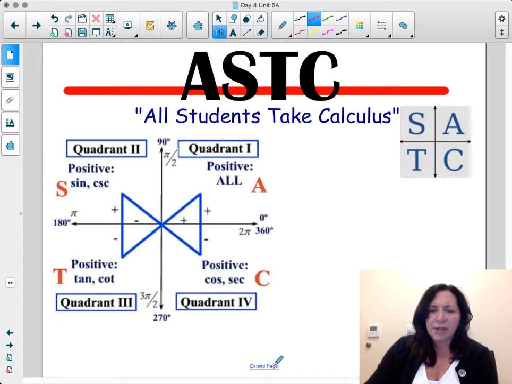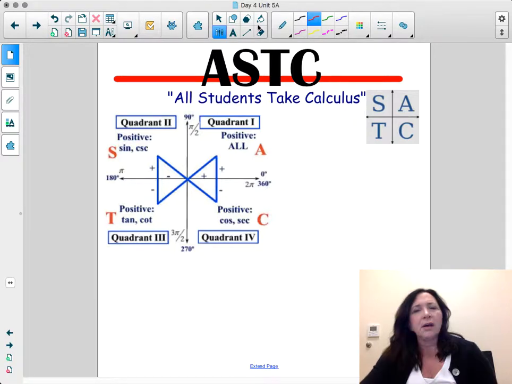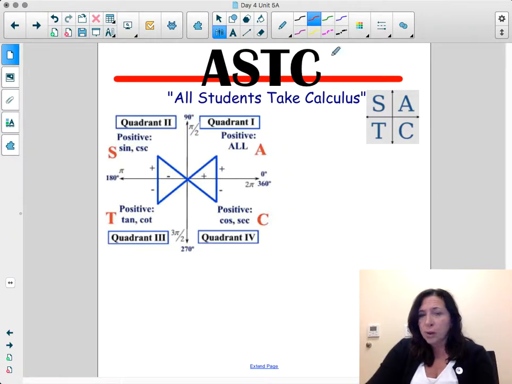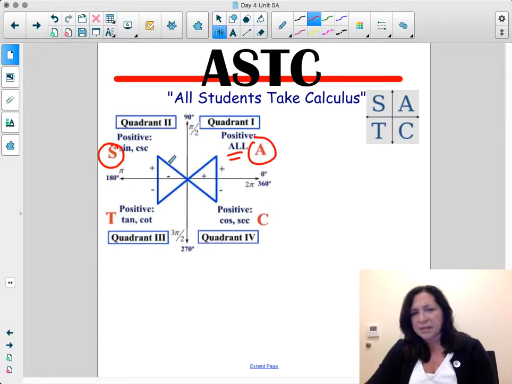This is kind of interesting. We're going to be doing a lot of this later on, but this is what's called ASTC. This is All Students Take Calculus. It's a mnemonic, like SOHCAHTOA. It's something to help you learn something. In this case, A stands for all: sine, cosine, tangent. Everything is positive. Every sign is positive. Everything else is negative.